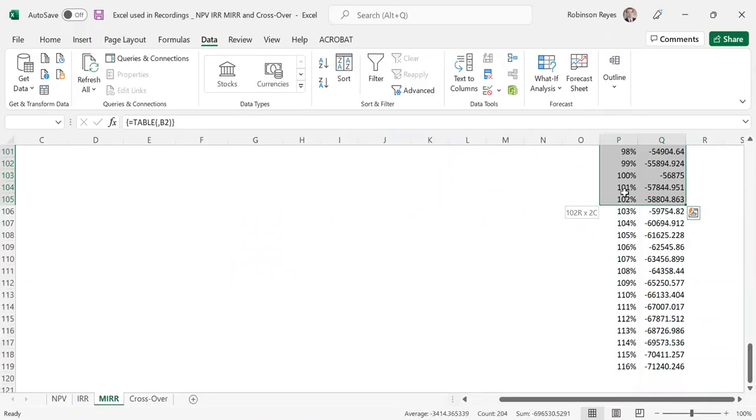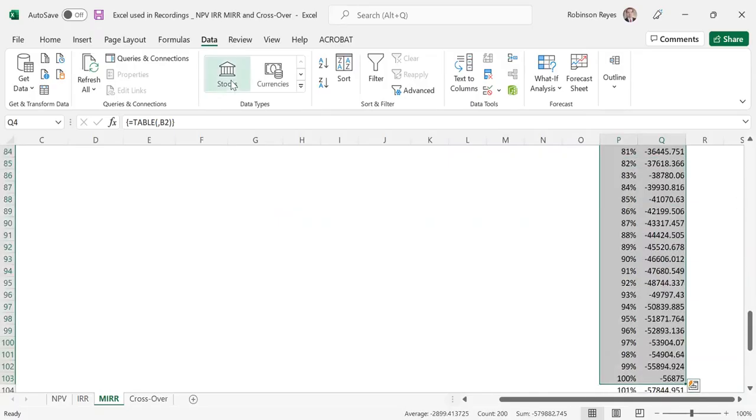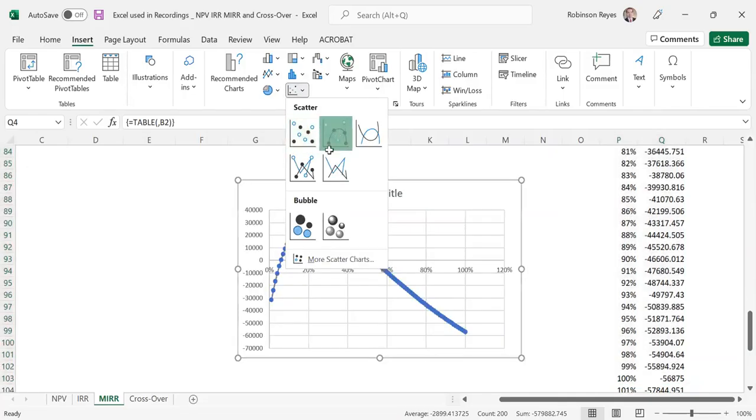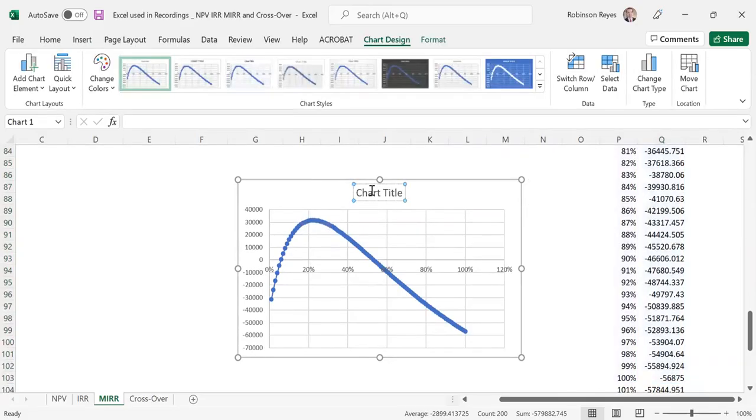Now we have something similar to what we saw before, but I will just plot this. I don't need to plot the whole thing. I think I can plot until 100, scatter, plot this. And this is the NPV profile of project Y. This is how it looks.